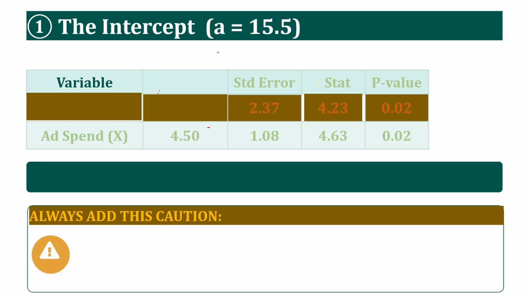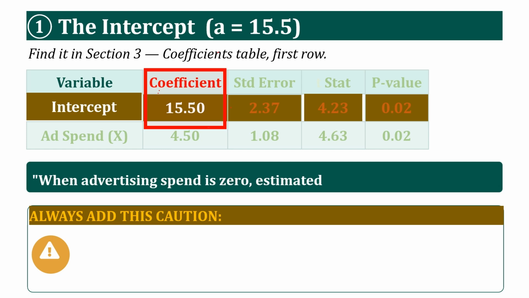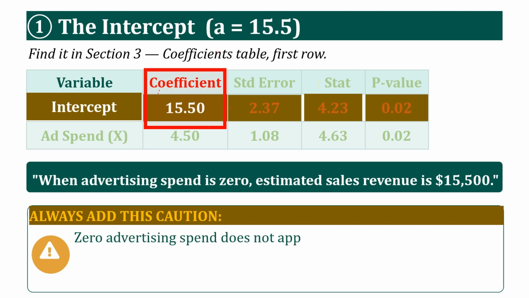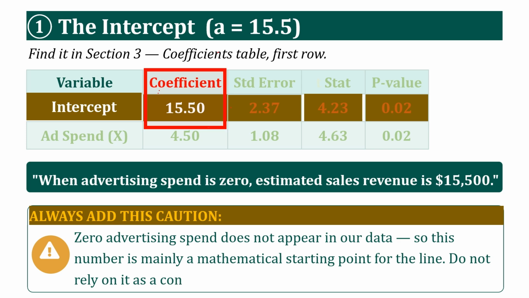Find it in section 3. First row, coefficient column, 15.5. Intercept means when advertising spend is 0, Sarah's estimated sales are $15,500. But here's the catch. 0 advertising never actually happened in her data. So this number is mostly a mathematical starting point, not a real-world prediction. Leave that caution out on an exam and you will lose marks.